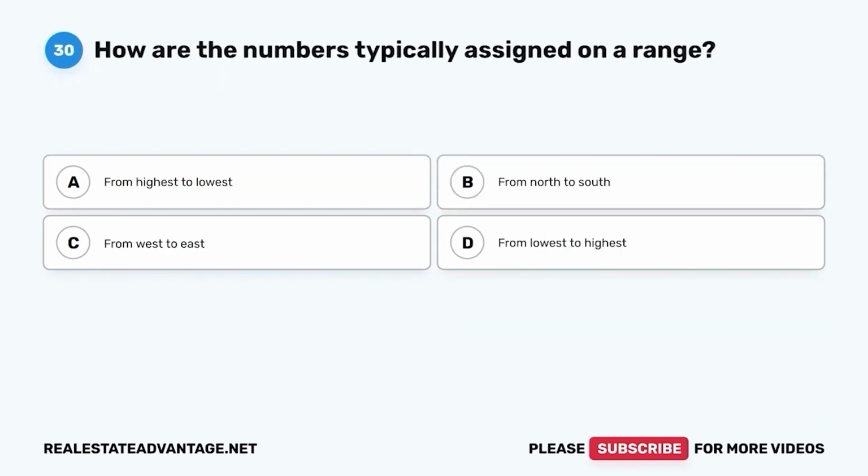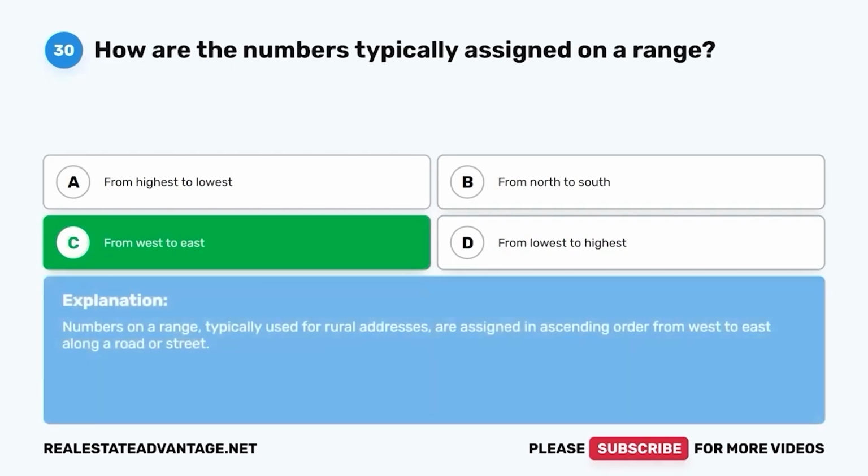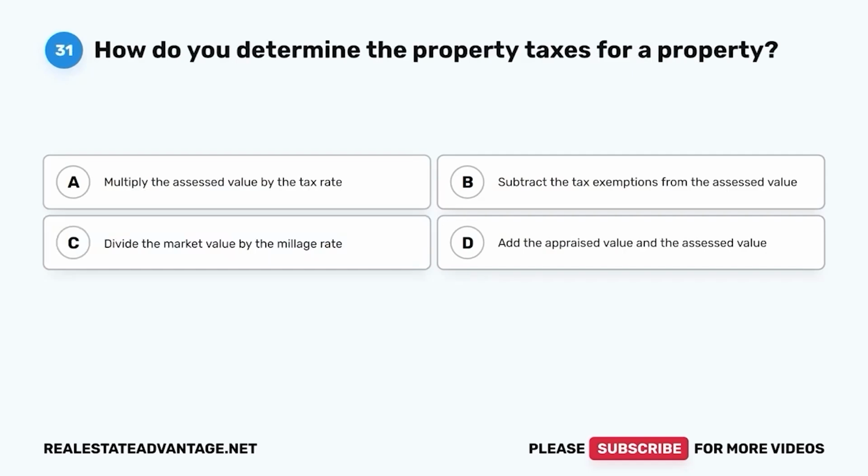Question 30. How are the numbers typically assigned on a range? A, from highest to lowest. B, from north to south. C, from west to east. D, from lowest to highest. The correct answer is C, from west to east. Numbers on a range, typically used for rural addresses, are assigned in ascending order from west to east along a road or street.